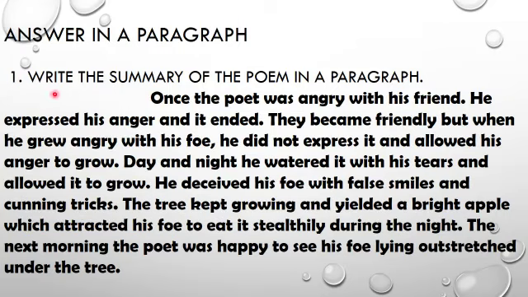Answer in a paragraph. This is the summary of the poetry. Once the poet was angry with his friend. He expressed his anger and it ended. They became friendly, but when he grew angry with his foe, he did not express it and allowed his anger to grow. Day and night, he watered it with his tears and allowed it to grow. He deceived his foe with false smiles and cunning tricks. The tree kept growing and yielded a bright apple which attracted his foe to eat it stealthily during the night. The next morning, the poet was happy to see his foe lying outstretched under the tree.